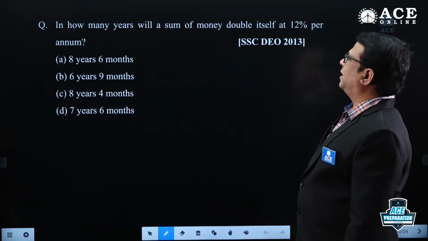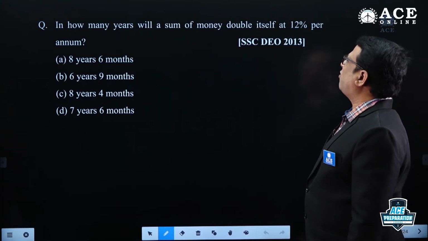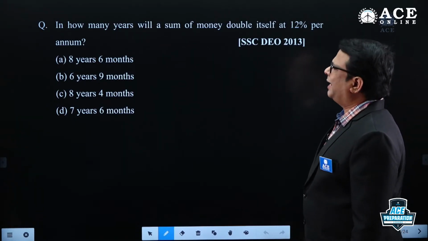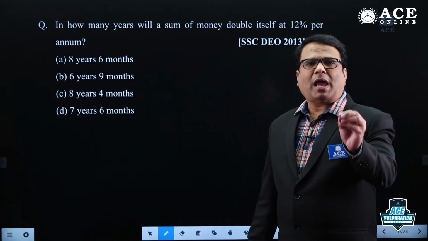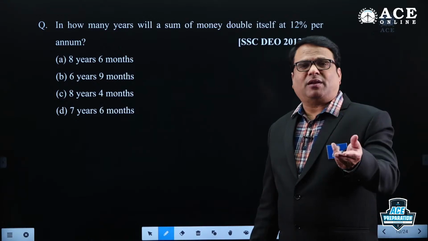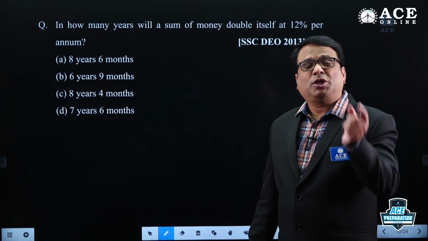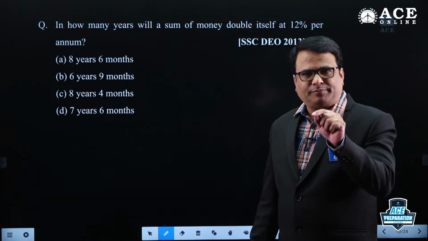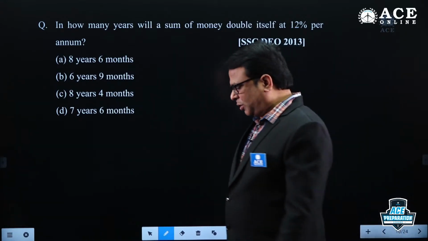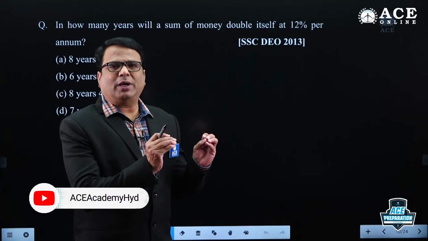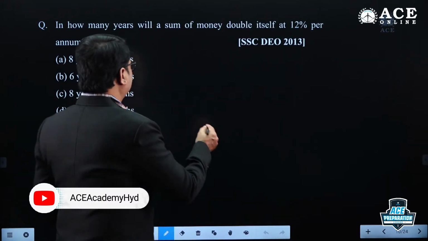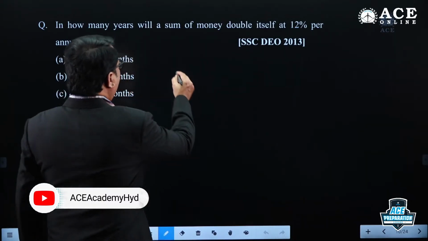In how many years will a sum of money double itself at 12% per annum? In how many years will a sum of money double itself? And what is the rate of interest? 12% per annum. Now here, before we solve this problem, I will explain a simple concept. Then we will solve the problem.